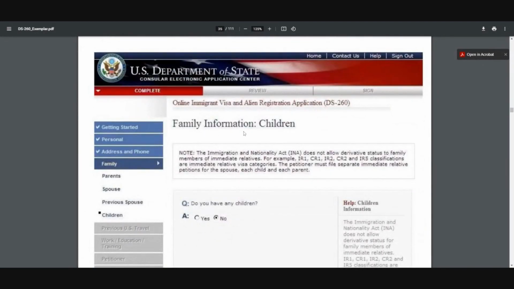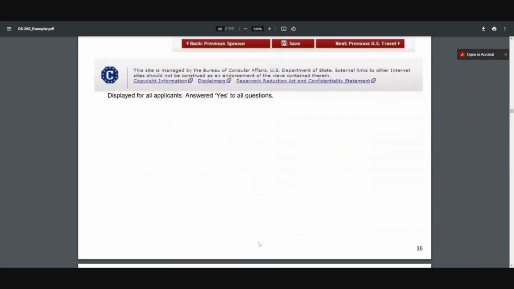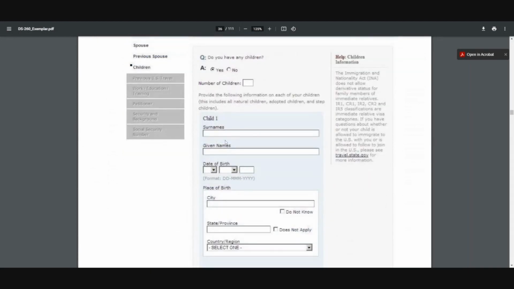Then you go on. Here we go about children. We said we are not leaving our children behind. So it will ask you, do you have any children? Yes or no. If you have kids, put it there. If you don't have any kids, fine. We go on. Write their names, their surname, their given names, and their date of birth.